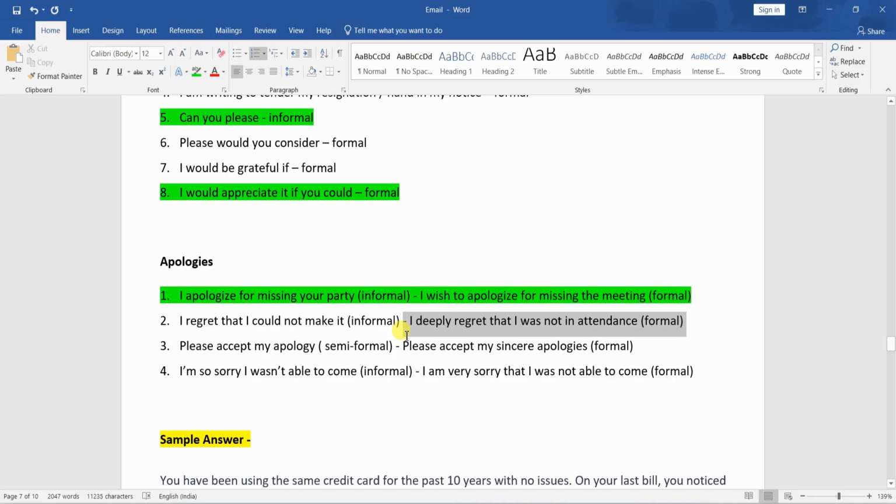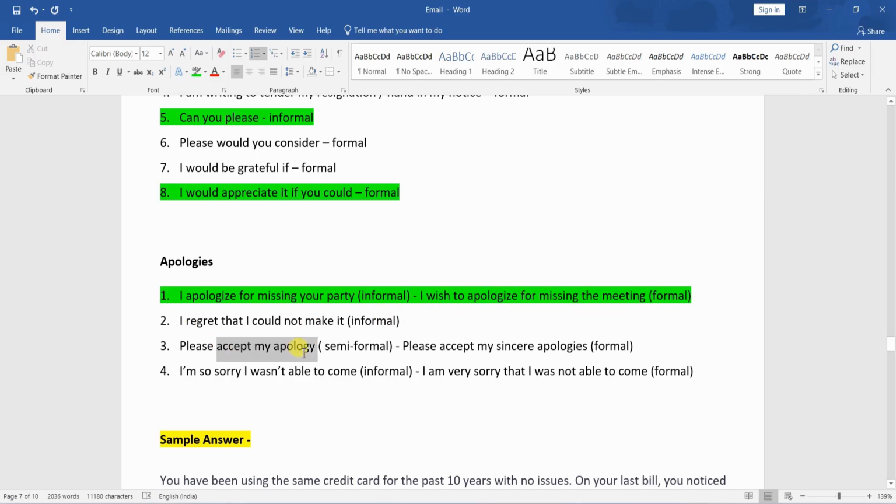I did not attend. I could not attend it. I regret that I could not make it. I deeply regret that I was not. I have not used it, and I avoid writing like this because sometimes, I have seen, when I suggest students to write something like this, they make mistakes. So better you avoid. I will delete this formal part.